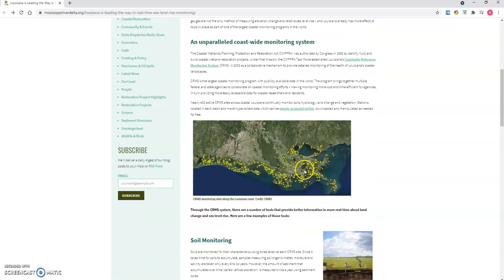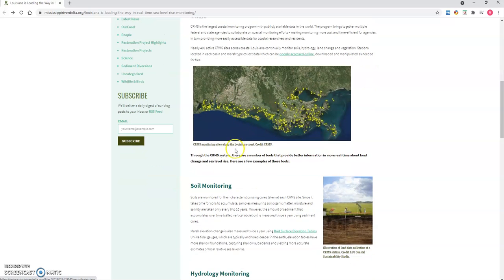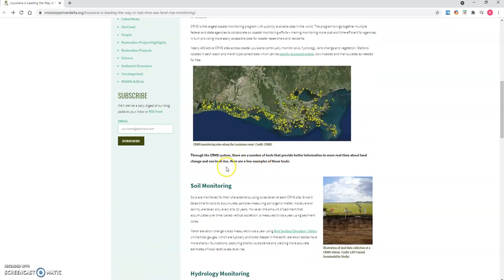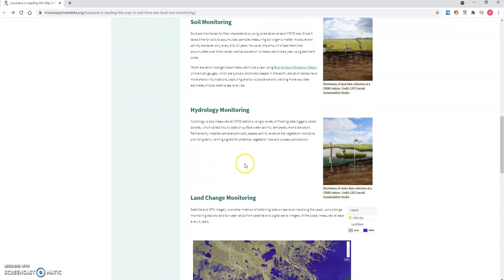in Louisiana. Now, the southern coast of Louisiana is a series of deltas and low, shallow wetlands. And there are many parts of this part of Louisiana where people are actually having to move because the water is coming up to places where it has never been before. They're looking at coast-wide monitoring systems, soil monitoring, hydrology monitoring.